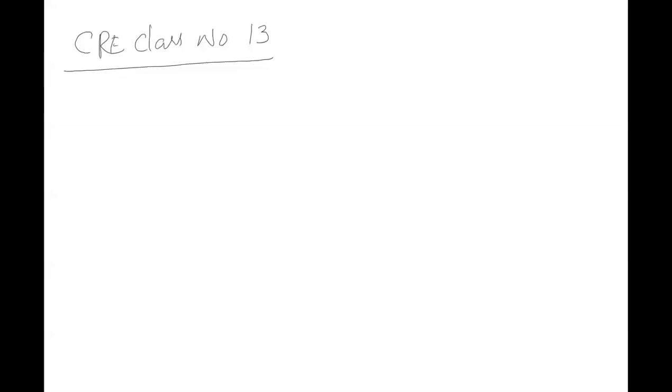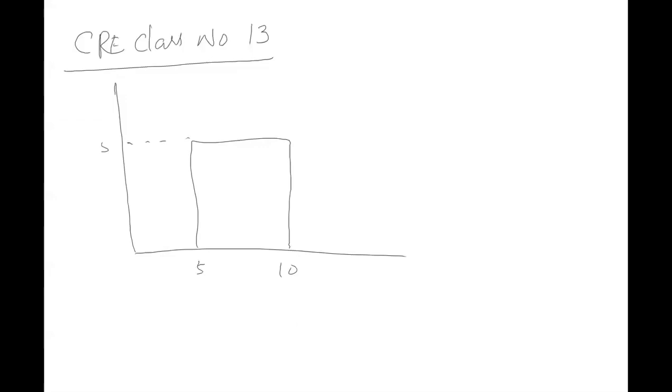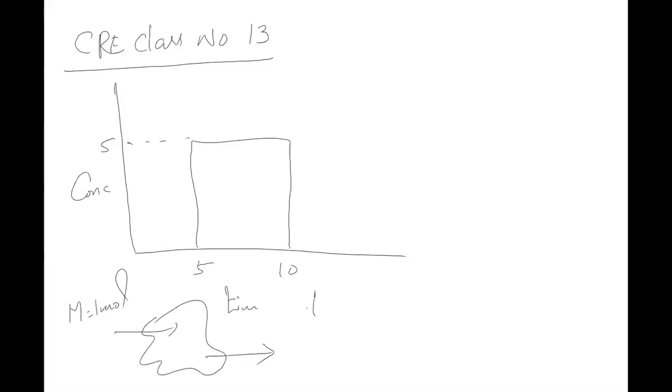So yesterday what we have solved is this problem. Let's say 5 to 10. This is 5, this is concentration, this is time. And then the amount of pulse added is 1 mole, which is coming out of the reactor. Clear? So what is the T bar that you got? 7.5.